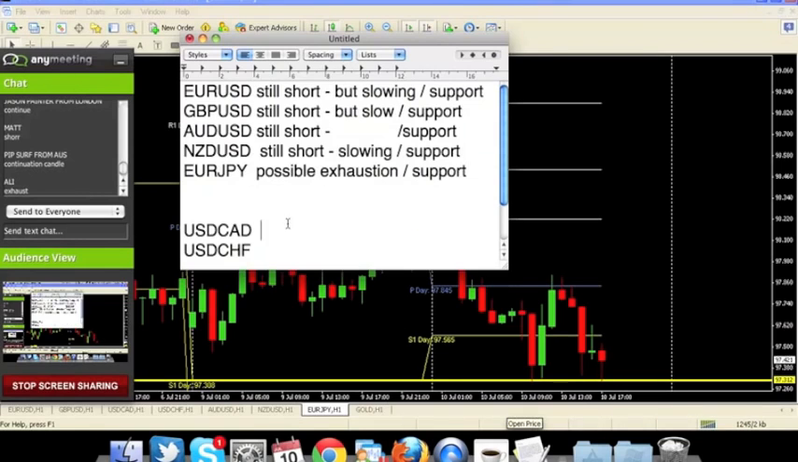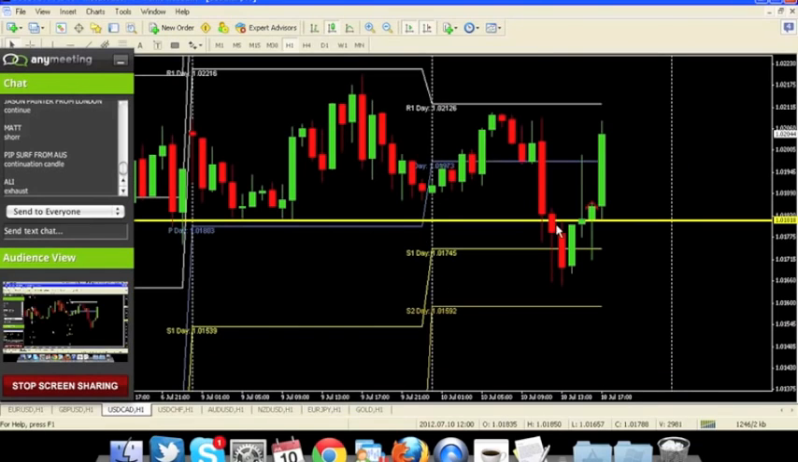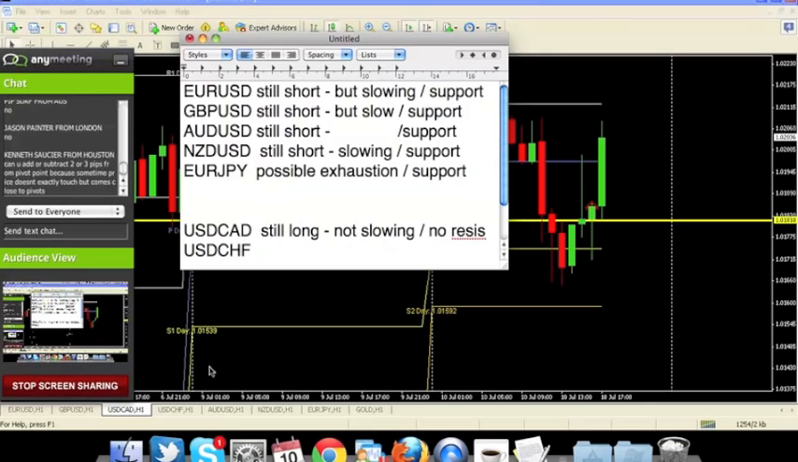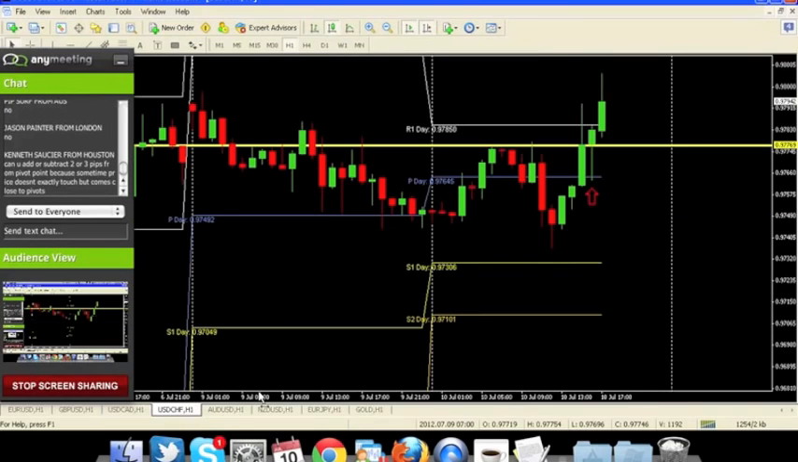Okay, going to our pairs that go opposite. US dollar CAD. US dollar CAD strongly long. Is there resistance here? Are we at resistance on US dollar CAD anywhere? No. Take a look. No pivot lines at the current market that we were at. No pivot line yesterday. No pivot line day before yesterday. Long. Still long. Not slowing. No resistance. Okay. US dollar CAD is telling us that it still got steam. It still wants to keep going. It's not tired. Going up.